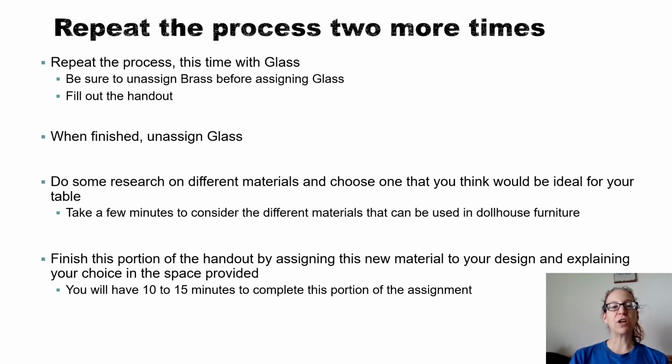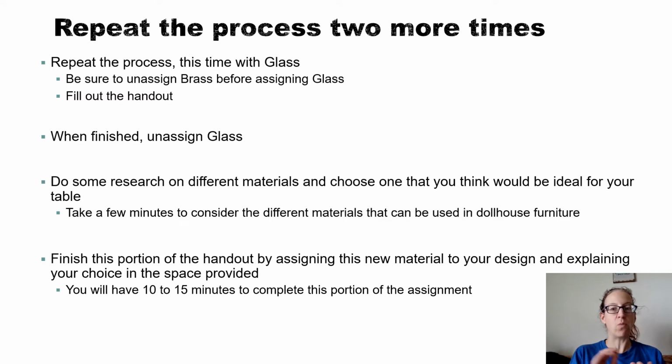Then do some research on different materials and choose one that you think would be ideal for your table. So think about dollhouse furniture. What is it typically made out of? If you say plastic, make sure that you do a little bit of research on what kinds of plastics would be good to use. Take a few minutes to consider the different materials, and then finish this portion of the handout by assigning the new material to your design and explaining your choice in the space provided.